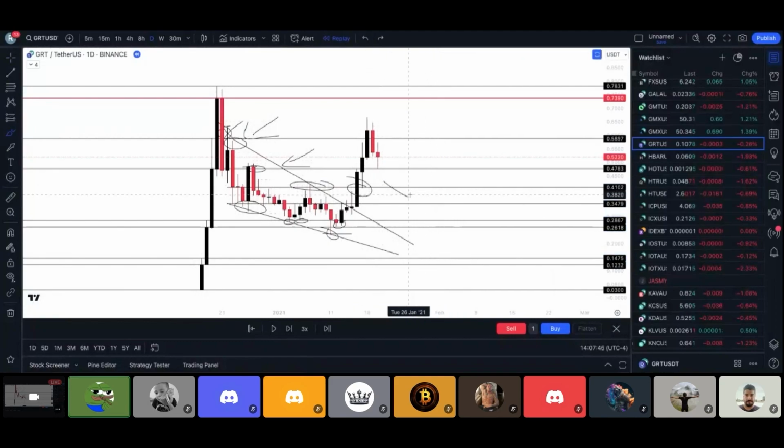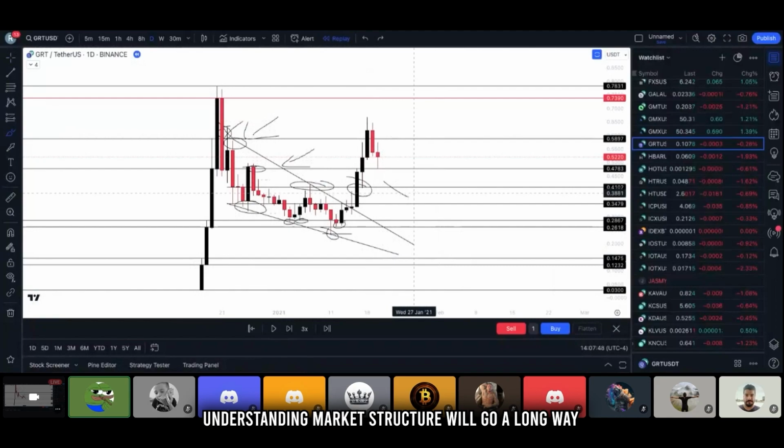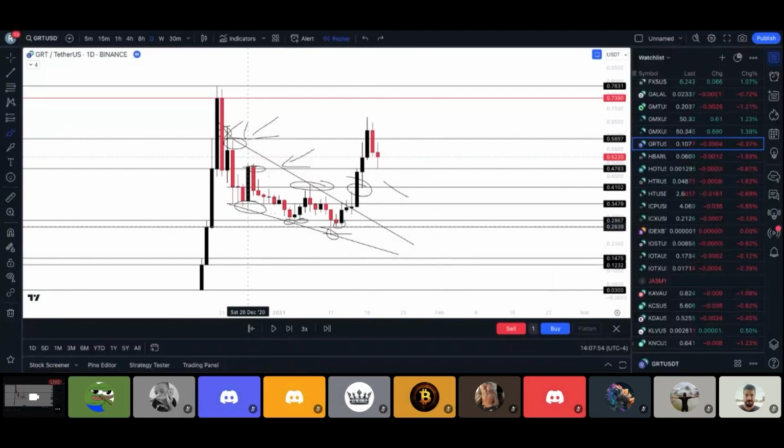So understanding market structure will go a long way, and I'll explain a little bit of market structure as well in future classes, but I recommend you guys look for some education about market structure because it's very important to understand market structure, especially in a trading environment and stuff like that.